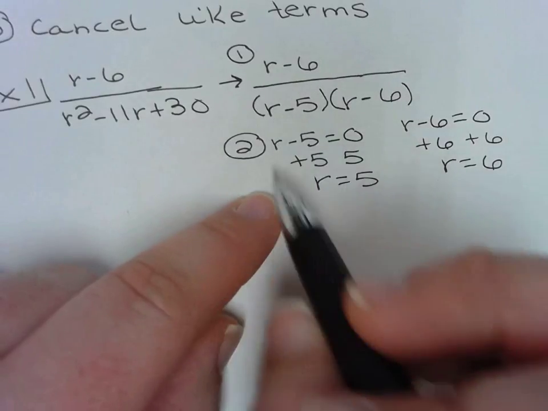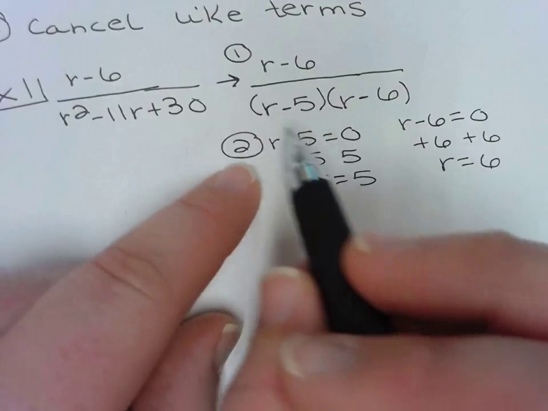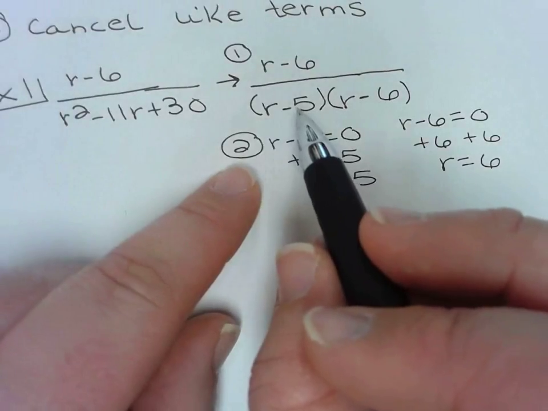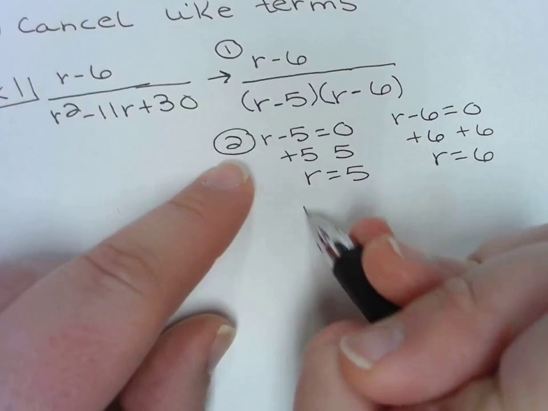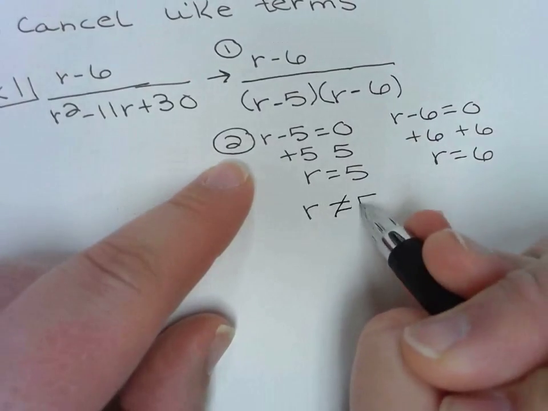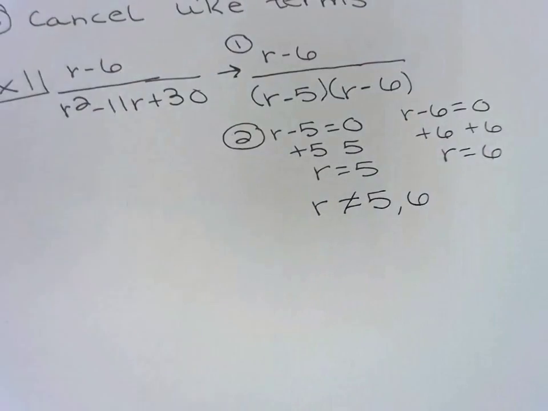You don't have to set them equal to 0 if you can just look at it. What minus 5 gives me 0? 5. What minus 6 gives me 0? 6. So r cannot be 5 or 6 because that will give me 0 in the denominator. You look at your denominator and tell me what values, if I plug in, will give me 0: 5 and 6. They cannot be equal to 5 or 6 because I cannot have a 0 in the denominator.